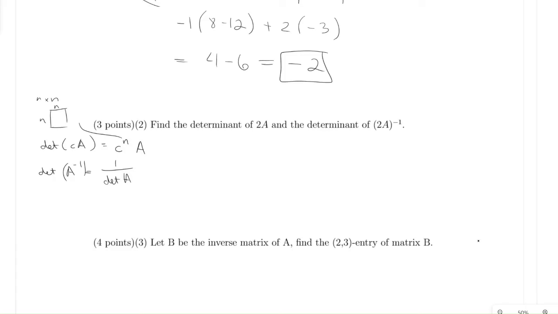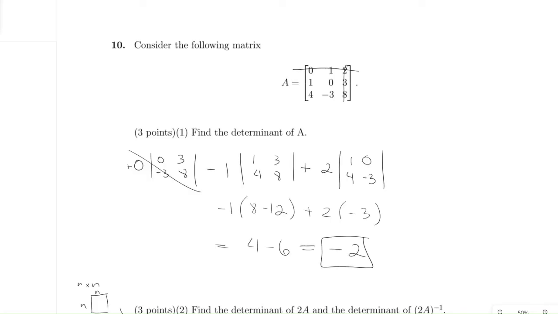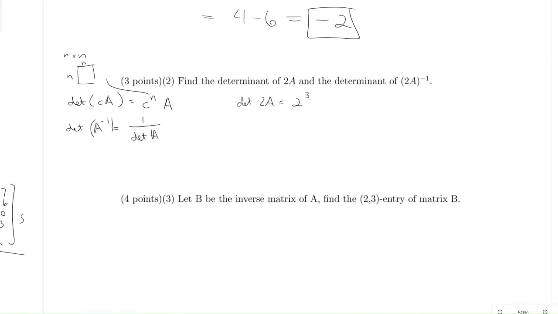So this gives us the determinant of 2A being 2 to the 3, because A is a 3 by 3 matrix. That is multiplied by the determinant of A, which we just figured out was -2, which gives us -16 as the determinant of 2A. Then the determinant of the inverse of 2A is 1 over the determinant of 2A, which is -1 over 16.